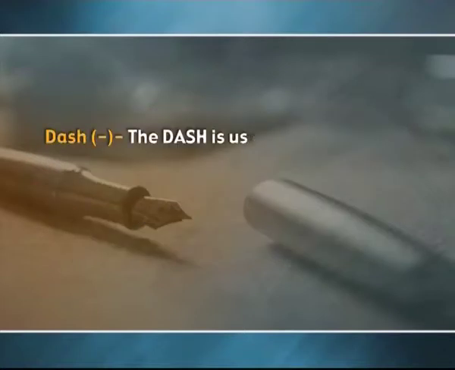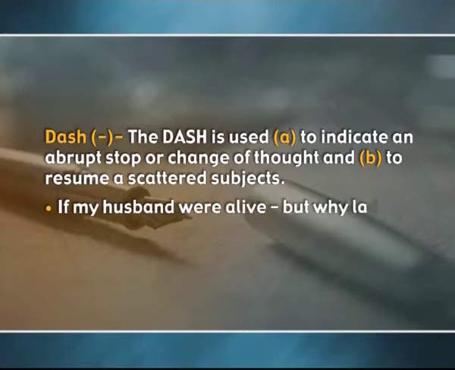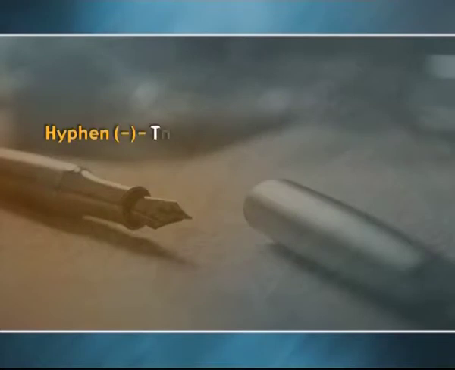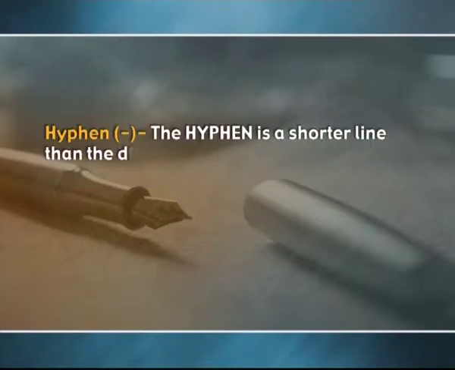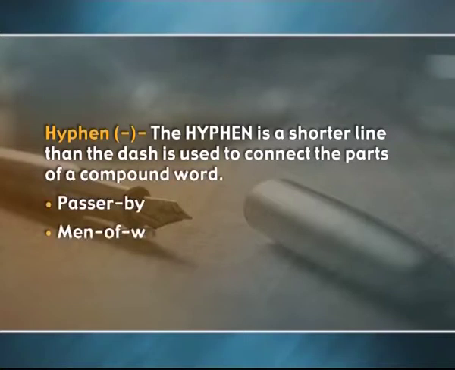Dash. The dash is used A. To indicate an abrupt stop or change of thought, and B. To resume a scattered subject. Example, if my husband were alive, but why lament the past? Hyphen. The hyphen is a shorter line than the dash, used to connect the parts of a compound word. Examples, passerby, men of war.